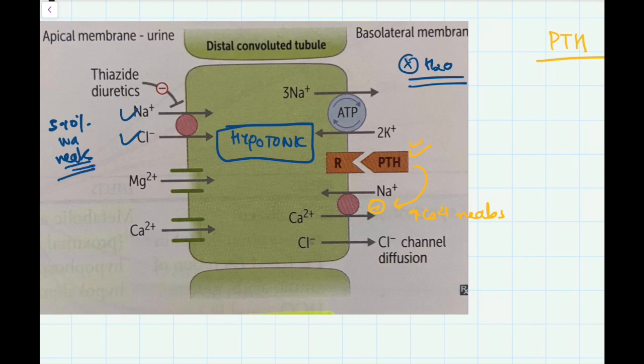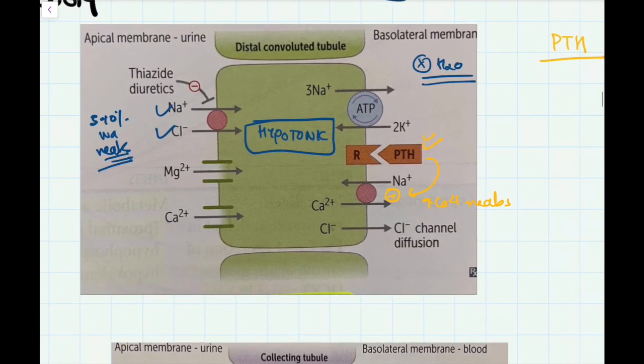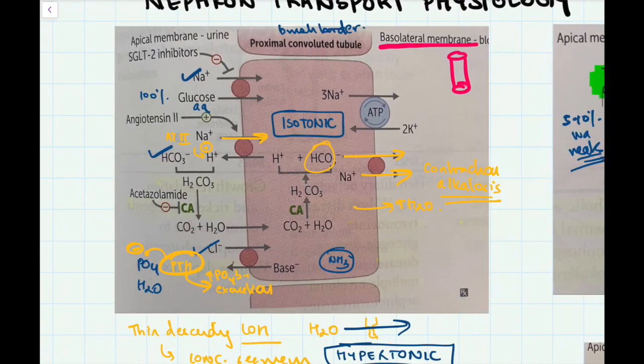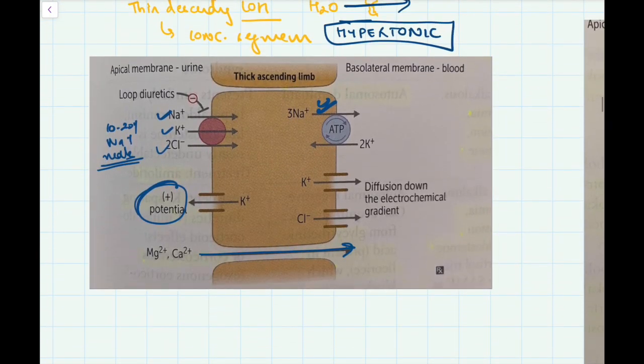Right. Also remember, the thiazide diuretics act on the DCT by inhibiting the sodium chloride channel, while the loop diuretics, as the name suggests, act on the loop of Henle in the thick ascending limb, and they inhibit the sodium potassium 2 chloride channels. Fine.